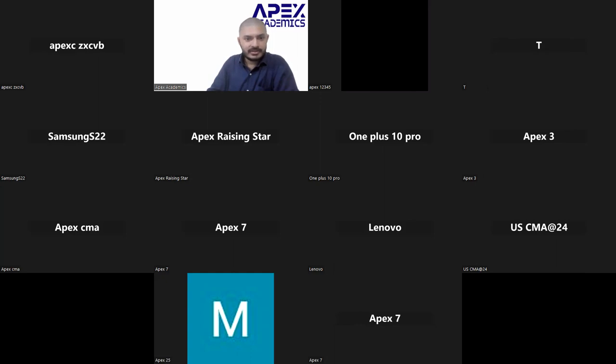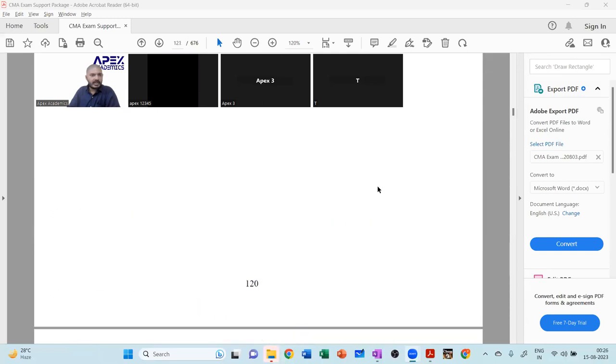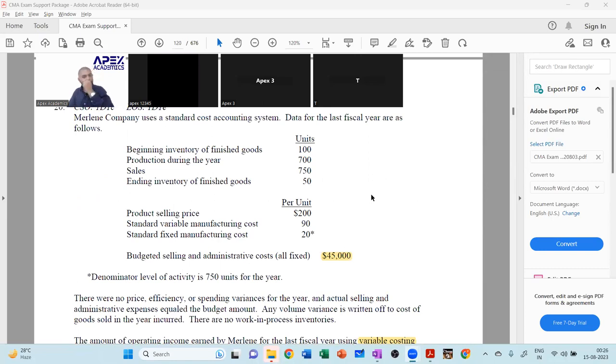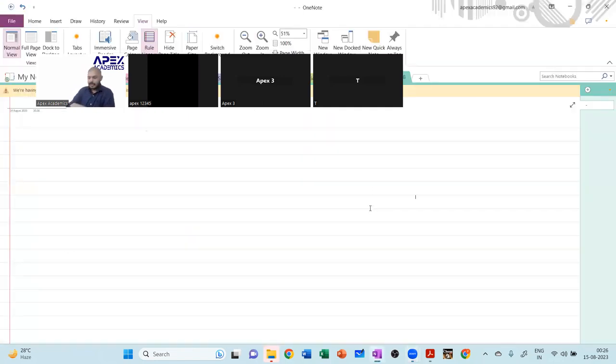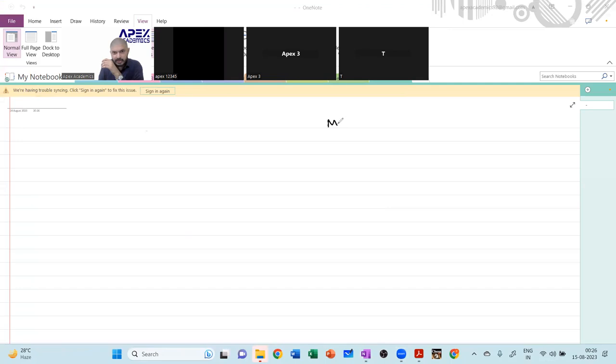Let's do this question again. Okay, everybody? Let's focus once more. Now we are not going to do just this question. We are going to do this question by absorption also and by marginal also. Am I clear about this? Okay. So first of all, I am putting all the data down and I am doing this under marginal costing.